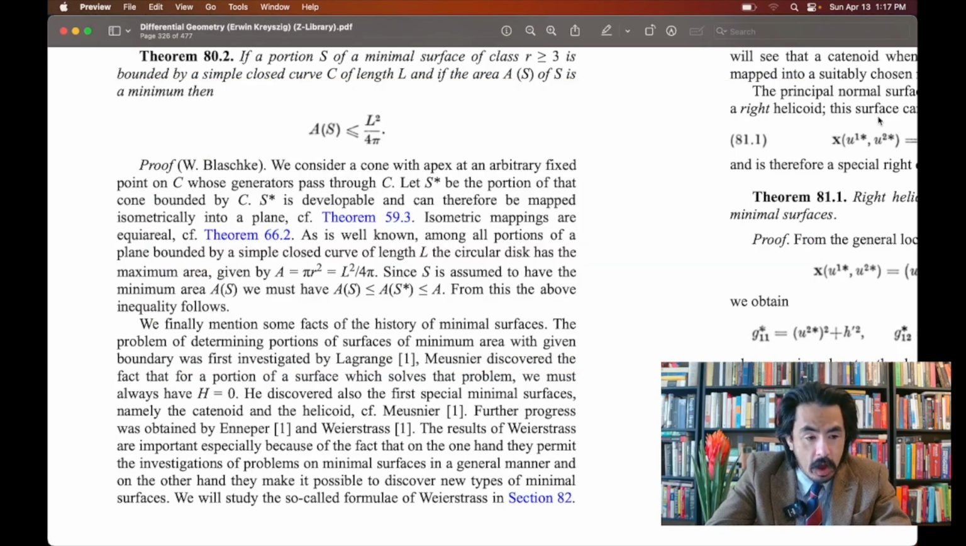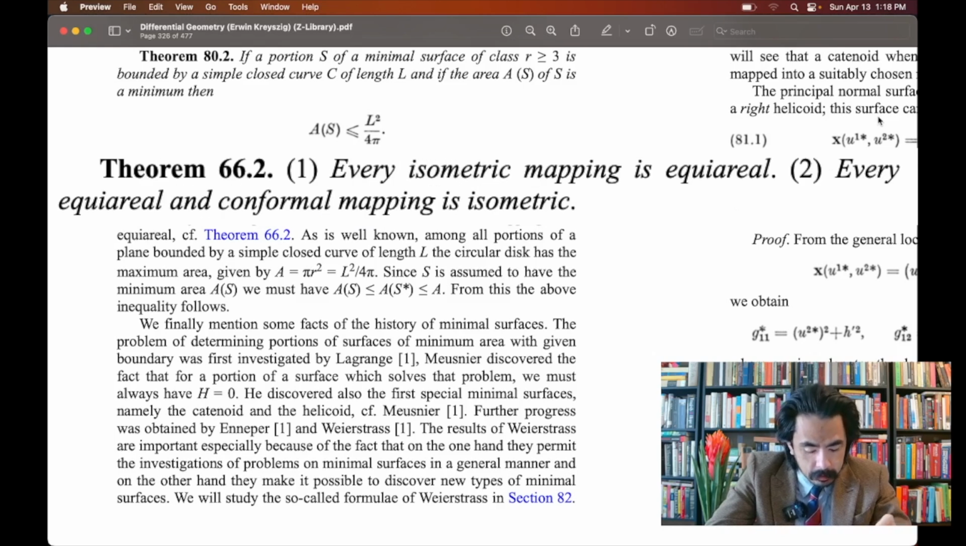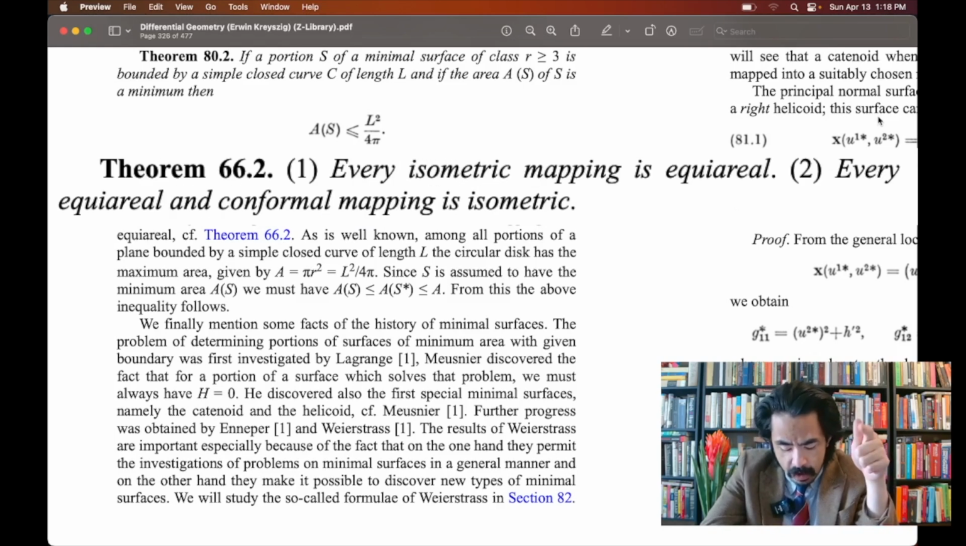Isometric mappings are equiareal, and we can refer back to Theorem 66.2 at this point, which states: 1. Every isometric mapping is equiareal, and 2. Every equiareal and conformal mapping is isometric.